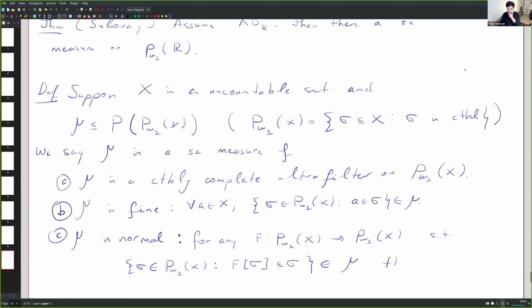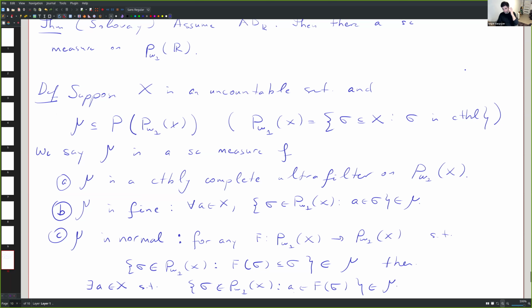Then there is some A in X such that the set of sigma in P omega 1 of X with the property that A belongs to F of sigma, I should put F of sigma here, it should be F of sigma, A belongs to F of sigma, this is measure 1, right?